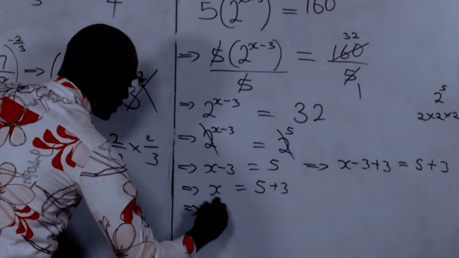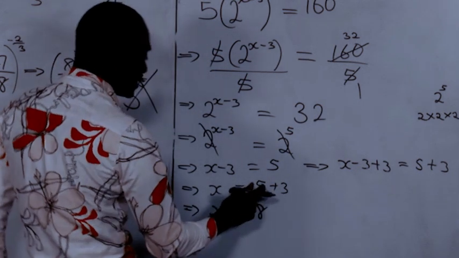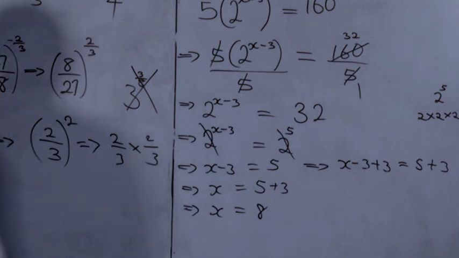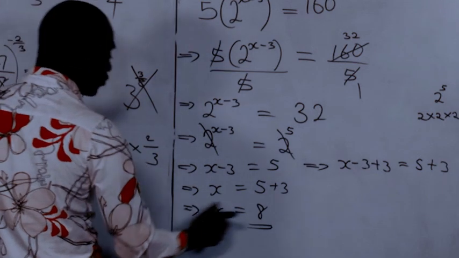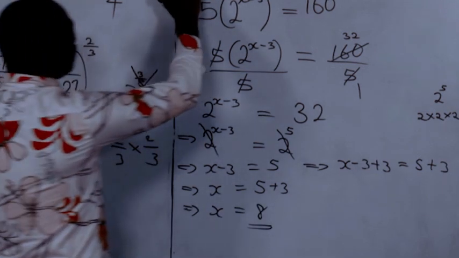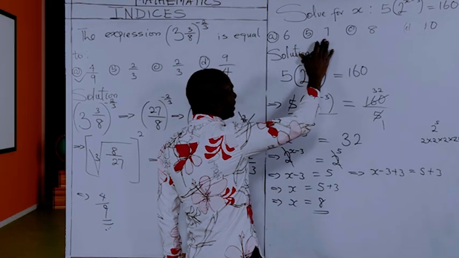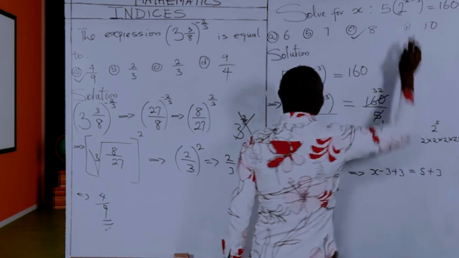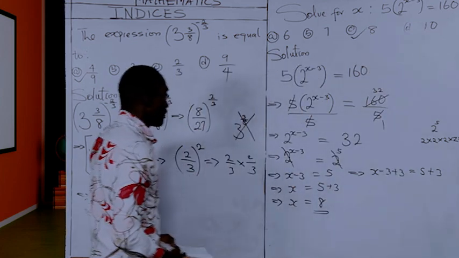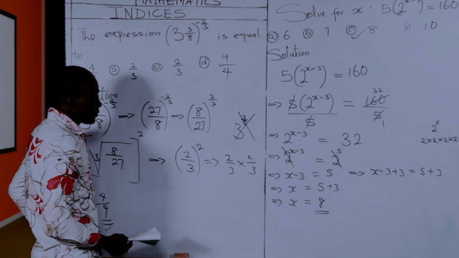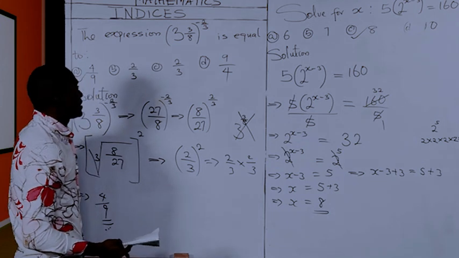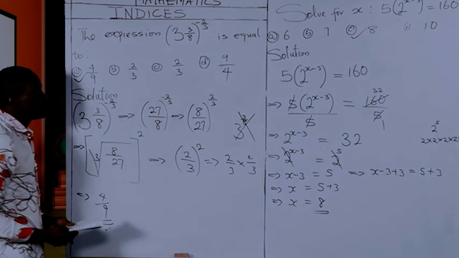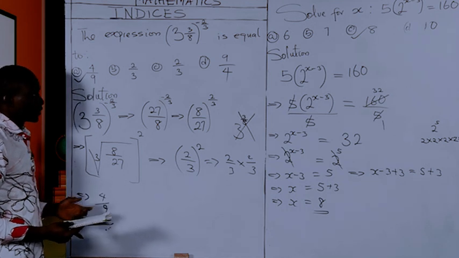And this will give us what? x equals what? 8. That is 5 plus 3. All right. And this, the value of x is what? 8. So options. Option A is 6, B is 7, C is 8, and D is 10. Option C is the correct answer. Okay. That is that. Now let's move to the next question.